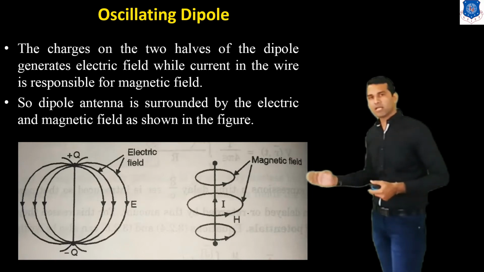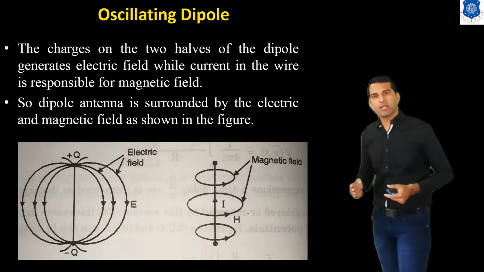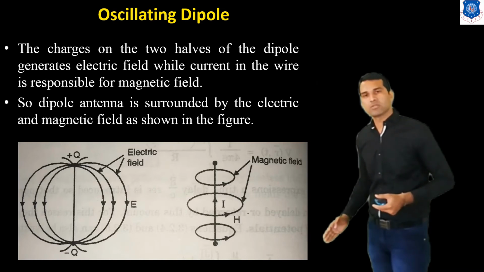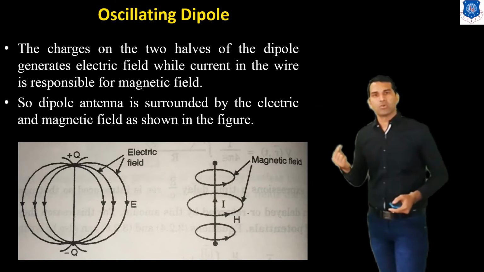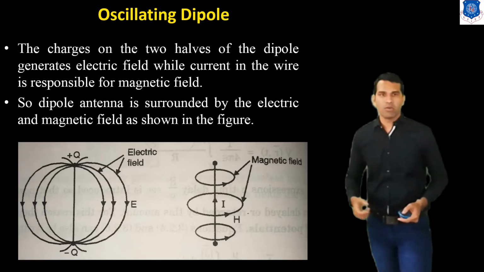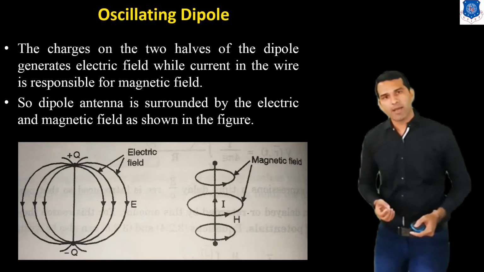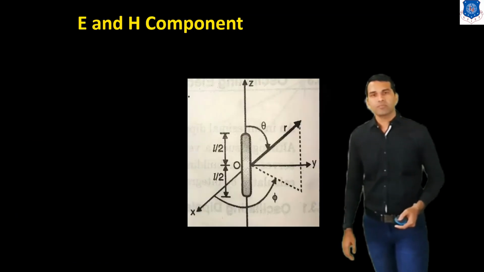And this is the magnetic field. The magnetic field is generated due to the current passing through the wire. So this is the magnetic field line. So it generates the oscillating dipole. How it generates the electric field and magnetic field we will learn.